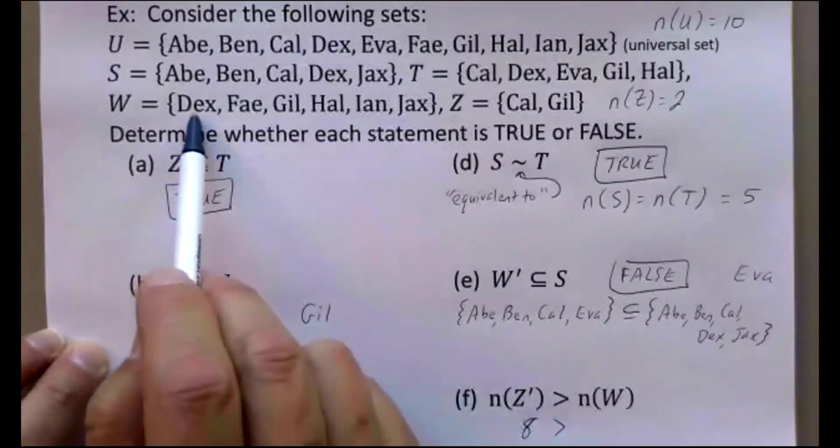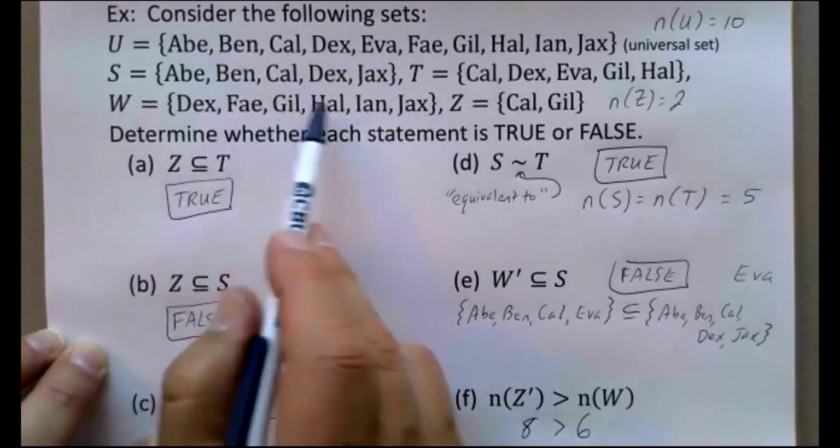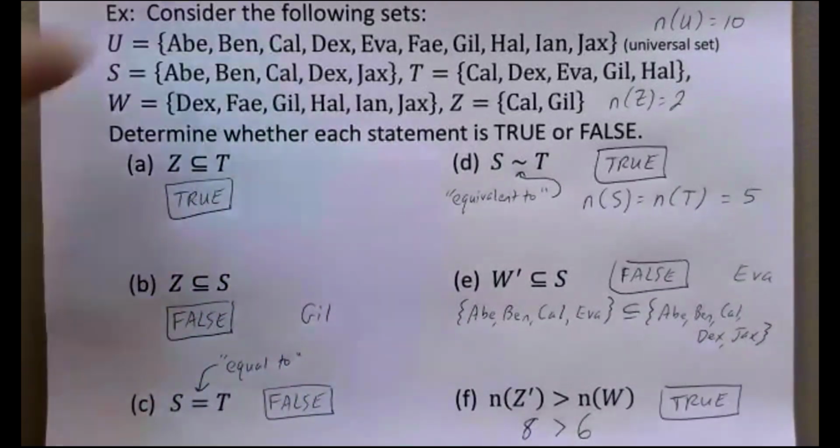Number of elements in W, 1, 2, 3, 4, 5, 6. Is 8 bigger than 6? Yes, it is. This is a true statement.